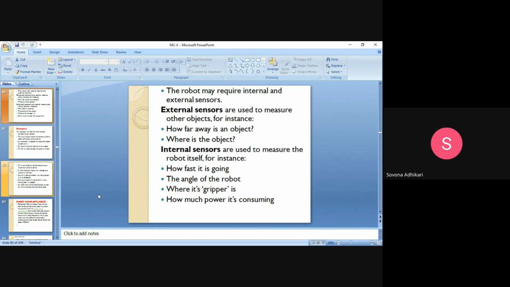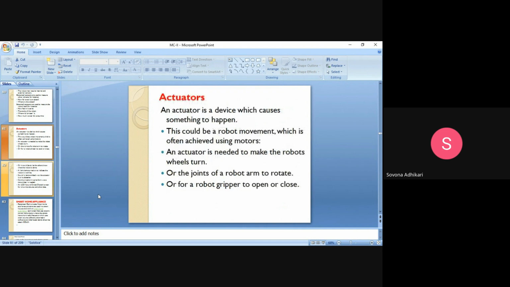An external sensor, as the name suggests, senses external things, that is, how far it is from the object and where the object is. But an internal sensor is used to measure the robot itself, that is, how much power it is consuming, how fast it is going, the angle of the robot, and what the gripper position is. So these are the internal and external sensors of the robot. Both are used in robots.